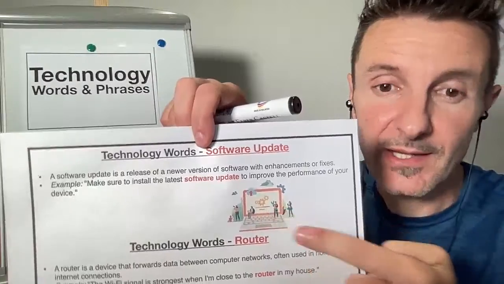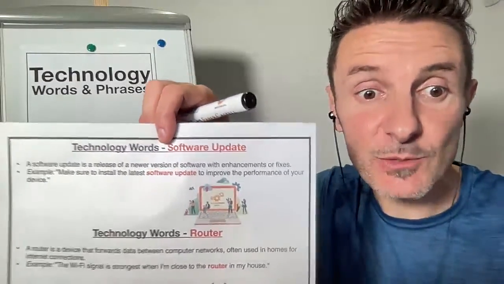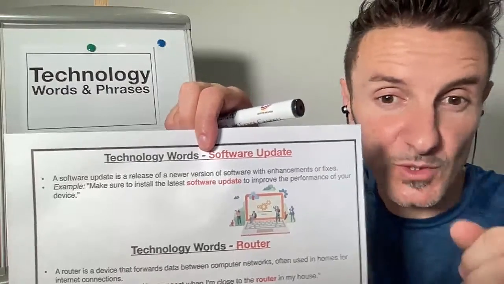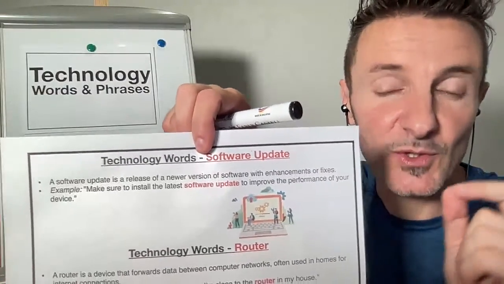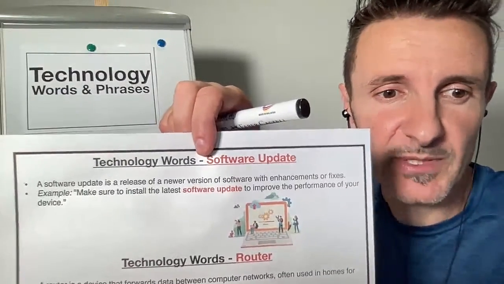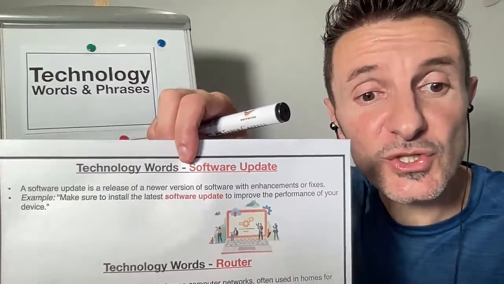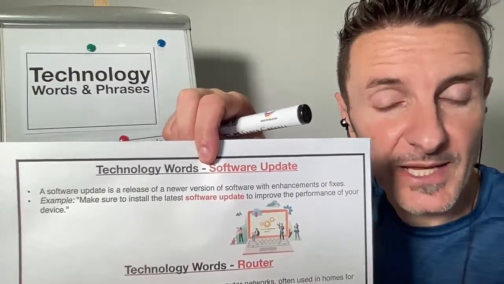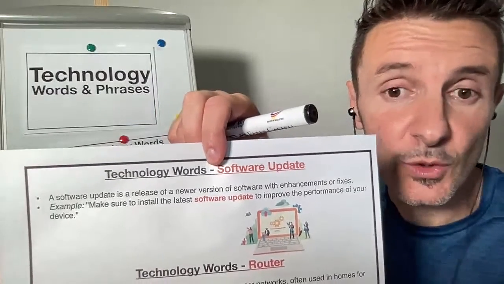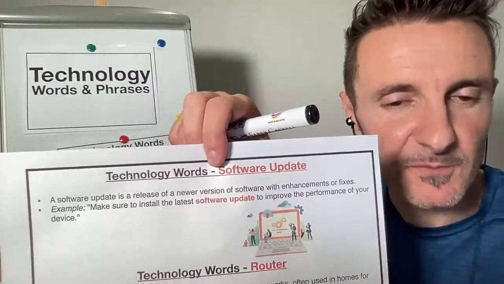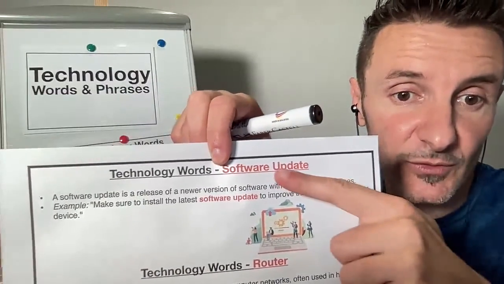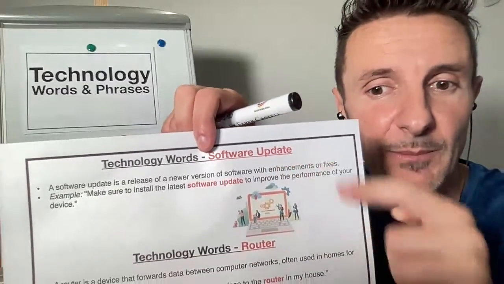But our laptops and our smartphones also need to be updated. They need to get a new software program, the newest one, the best one, the safest and most secure. So here's an example of a sentence where we'd use the words software update. Make sure to install the latest software update to improve the performance of your device. If you want your computer or your smartphone to work its best, you have to update the software, or get a software update.